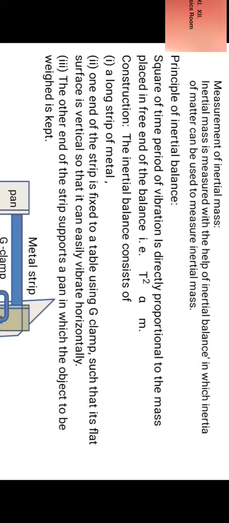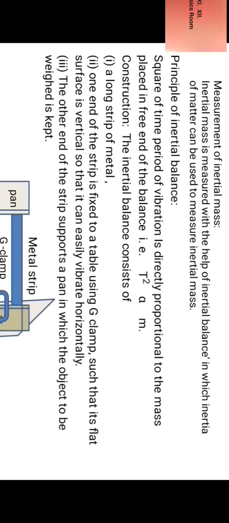Inertial mass is measured with the help of an inertial balance, in which the inertia of matter is used to measure inertial mass. Now, what is the principle of the inertial balance?